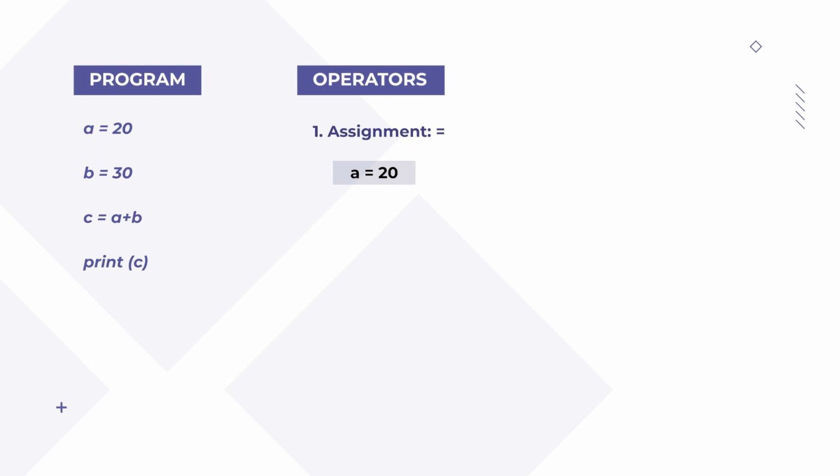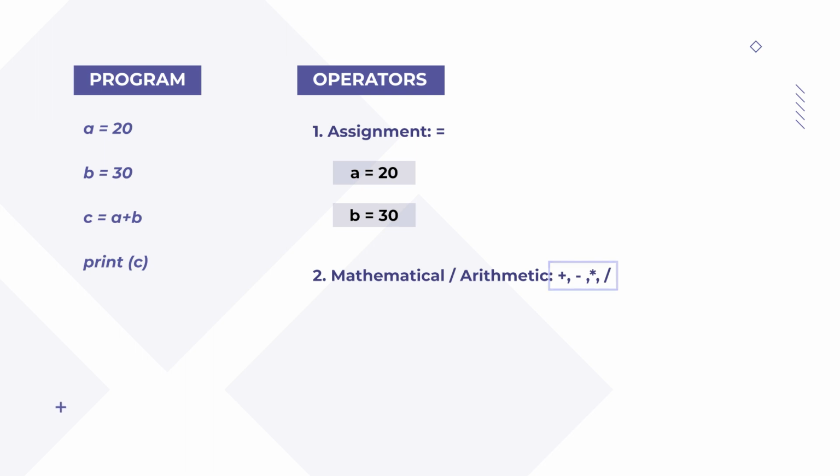The next instruction, again we are using the assignment operator. So this instruction means Mr. Computer, assign 30 to B. We have a second type of operators and they are called mathematical operators. Mathematical operators are the operators which will do the mathematical operations: addition, subtraction, multiplication and division.